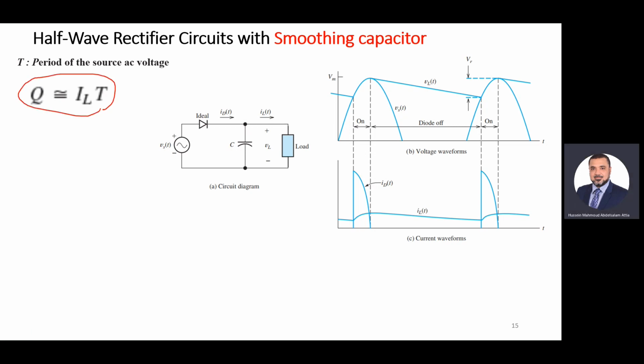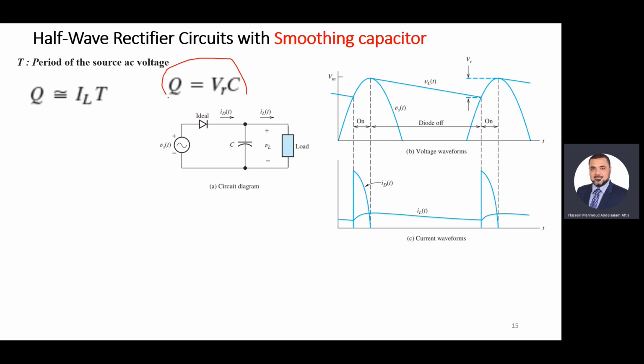This relation is the same as when you say I is dq by dt. Remember, this is the definition of the current, right? I is dq by dt. This means Q is I times time. This is the meaning of this relation.